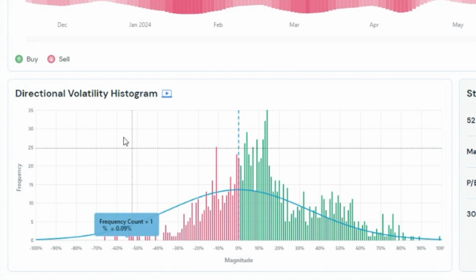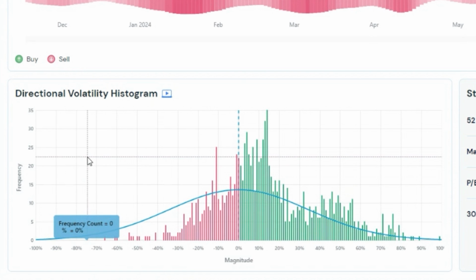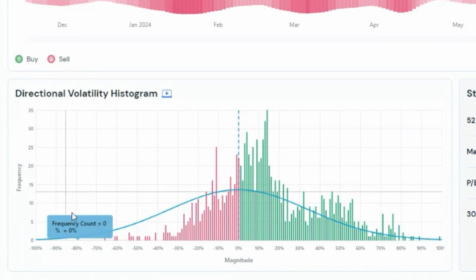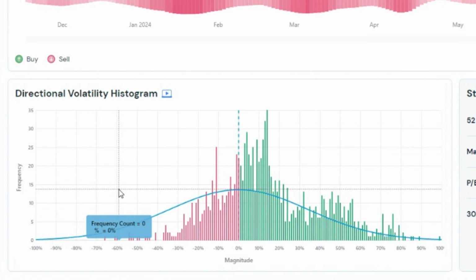And then if it's heavily on the left-hand side over here, there's a much greater downside risk over the recent history. So that may be one that instead of going long, maybe it's a shorting opportunity, or maybe it's one that you want to avoid altogether.